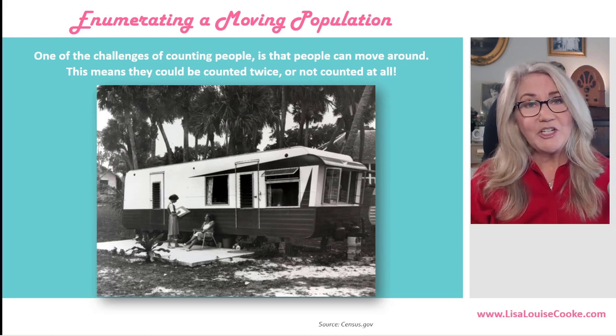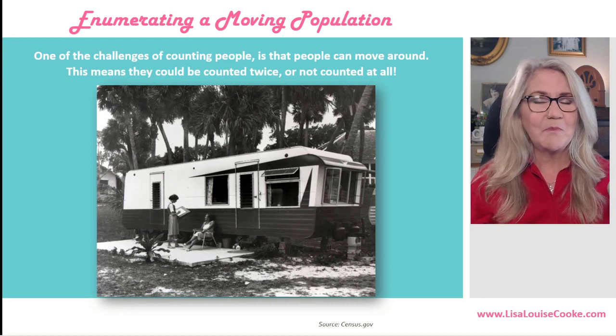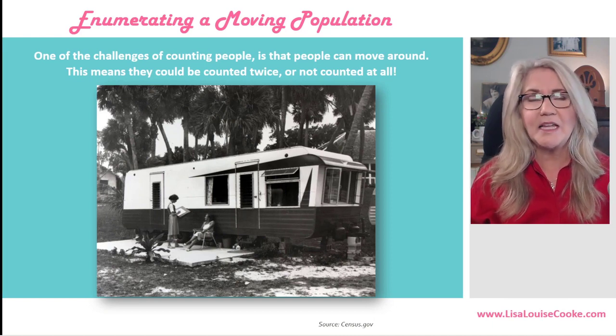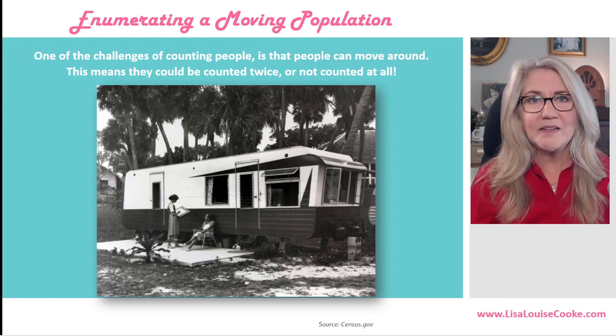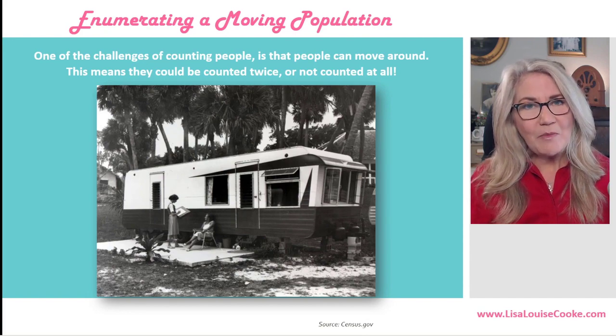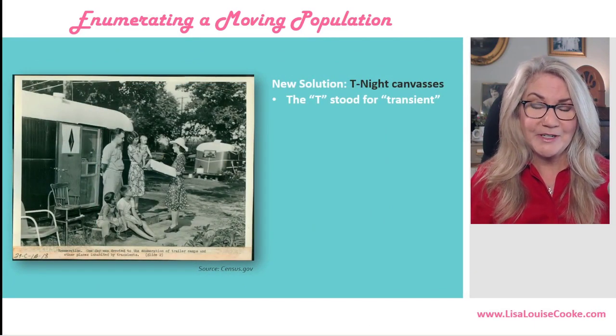Now, one of the big challenges of counting people is that people keep moving around. And this was more the case after World War II than ever before. They had more automobiles. They had cash in their pocket. They were building highways. People were on the move. And they really enjoyed seeing the wonderful landscape of the country. So the problem with that is that people can get missed altogether, or they could be counted twice if they show up in different places at different times.